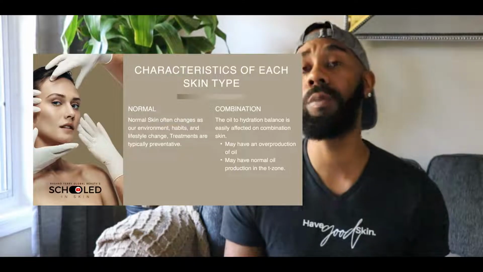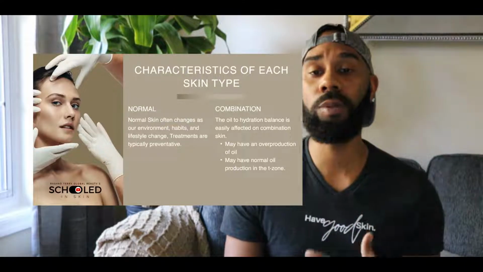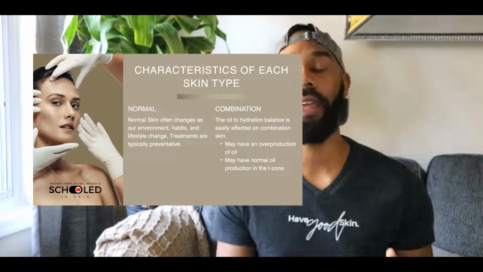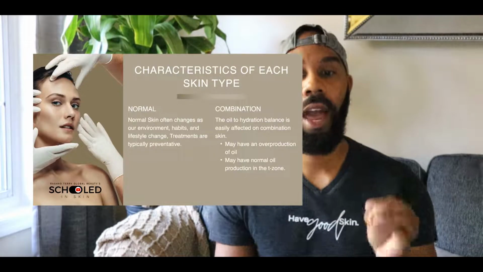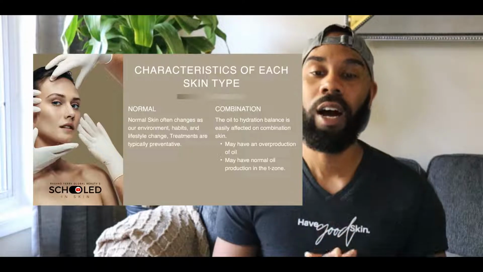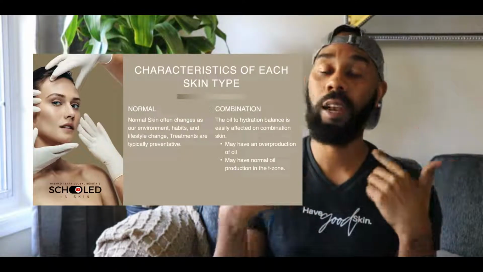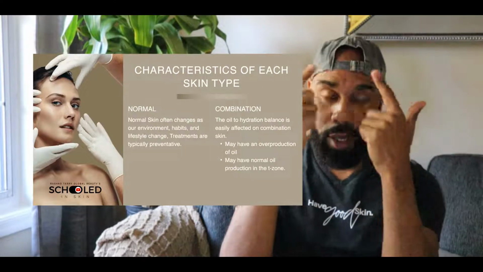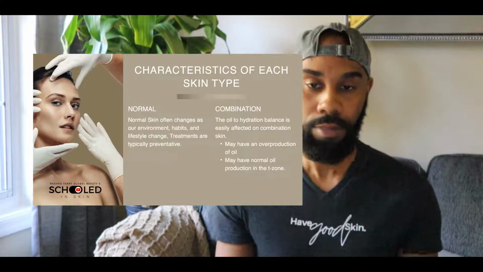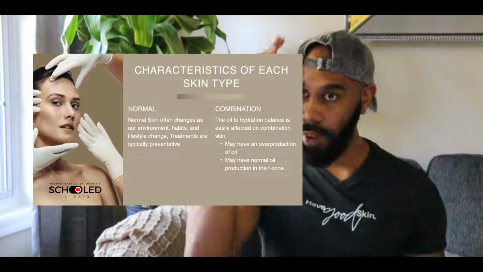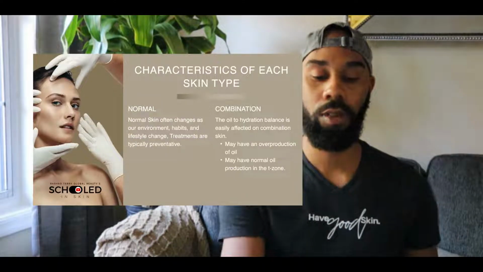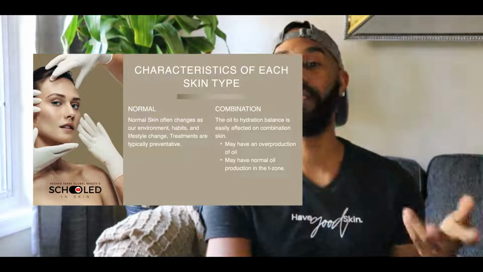You may have an overproduction of oil. Most people with combination skin, I've found that the center, the T-zone of the face, typically has excess oils. Sometimes it's the other way around where the outer perimeter has excess oils and this area is dry. And you may have normal oil production, or no oil production, in those areas. I'm going to tell you how to identify this in a second.